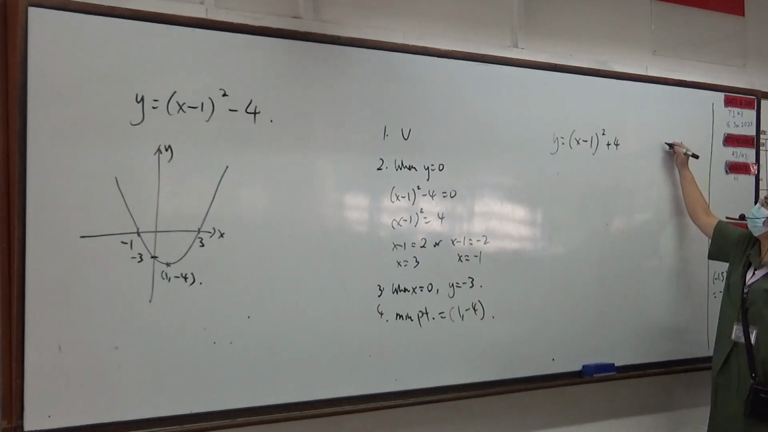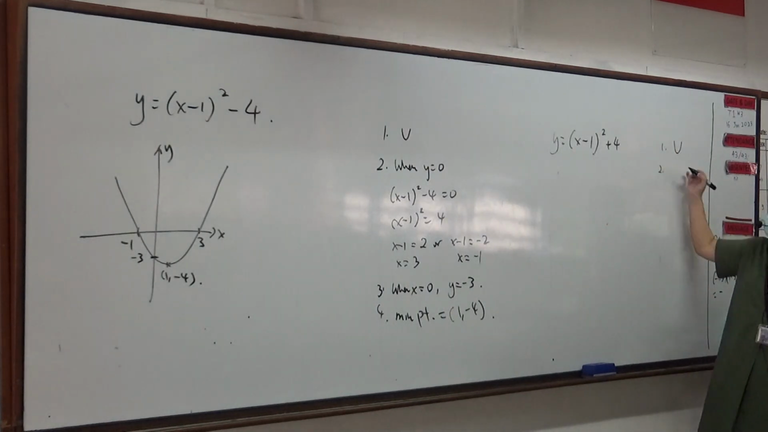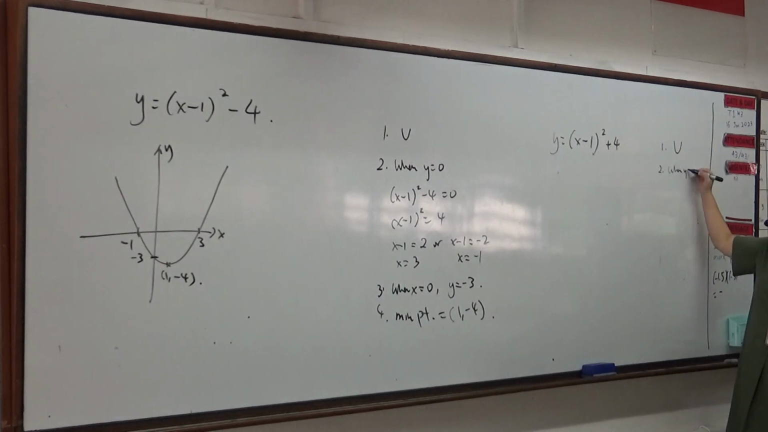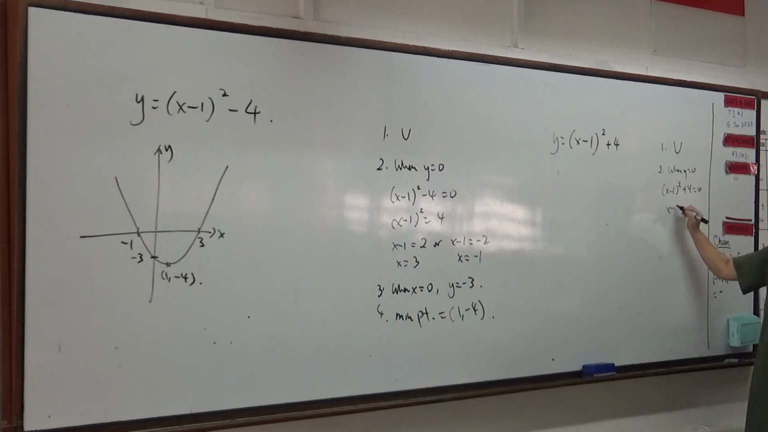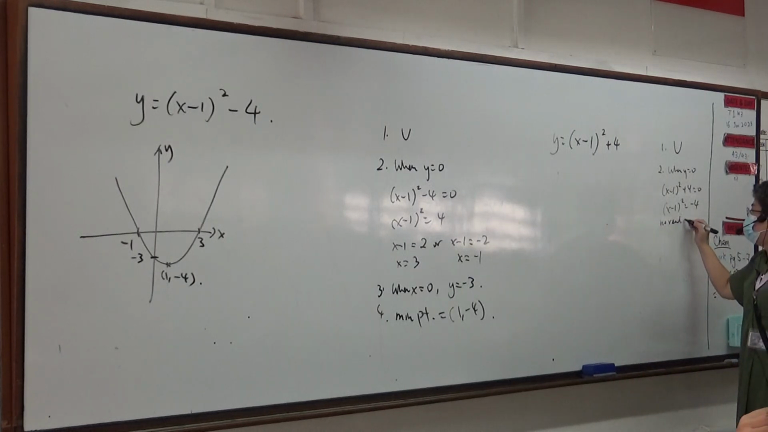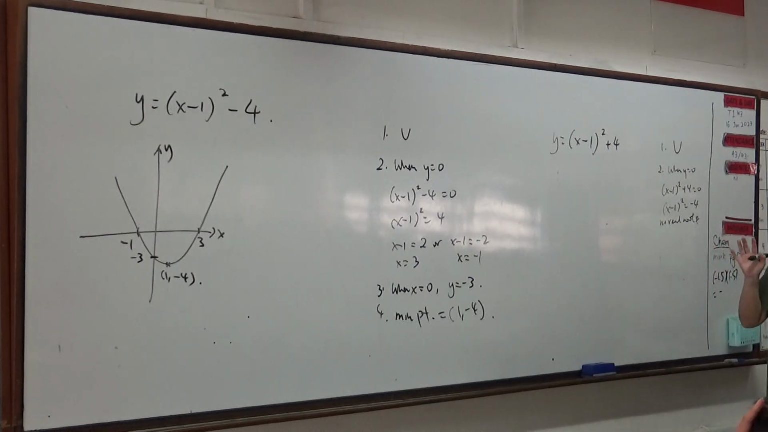It will still be U-shaped, right? What about the x-intercept? When y is 0, I will have (x minus 1) squared plus 4 equals 0. Are there any real roots? No, because I cannot take the square root of that. If there are no real roots, it means it will not cut the x-axis. Then you'll say down here: no real roots. That means it will be hanging in the air.